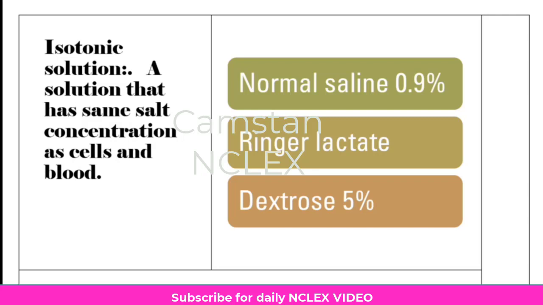The examples of isotonic solution are normal saline, Ringer lactate, and dextrose. Tonicity means the concentration of salt and water in the fluid, and in an isotonic solution the osmolarity of the solution and the osmolarity of the fluid are equal.